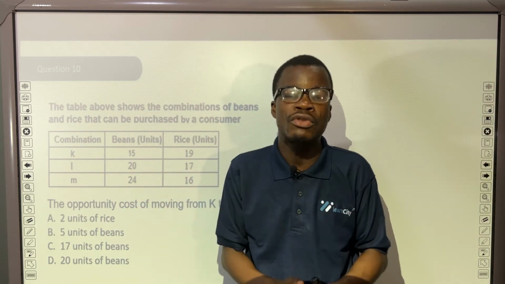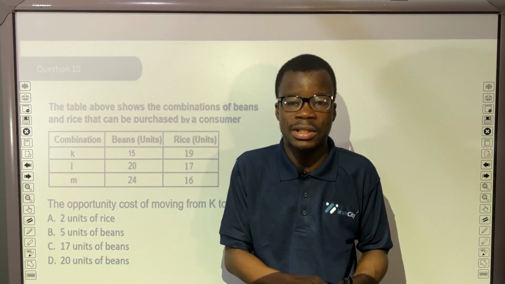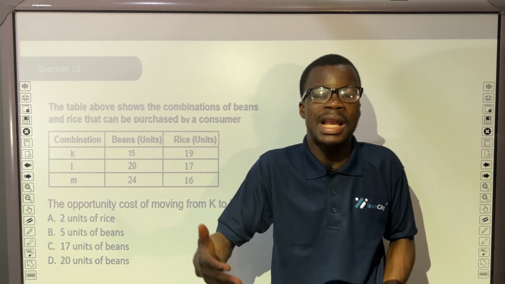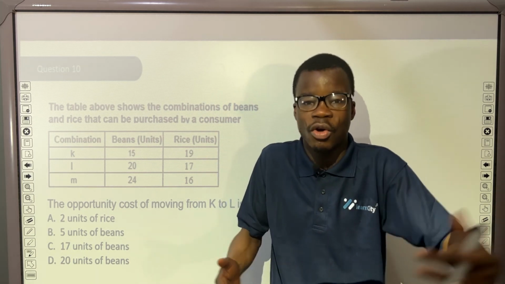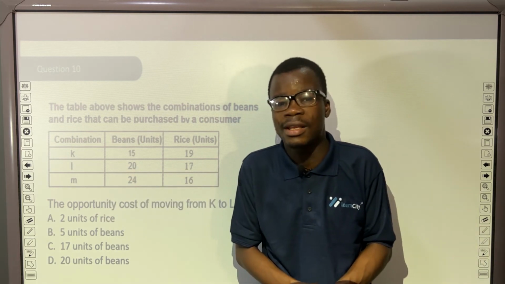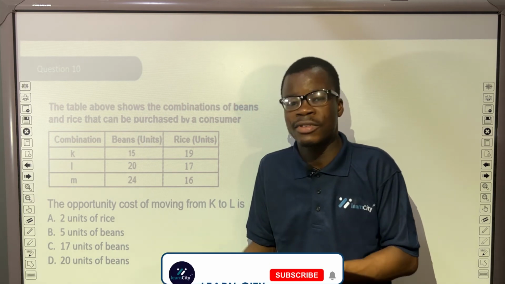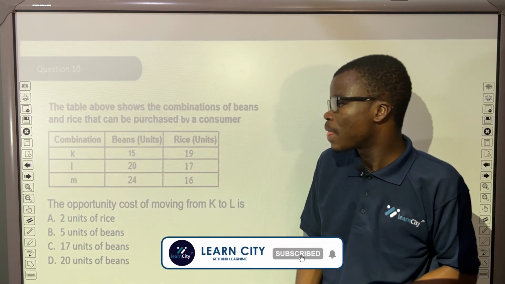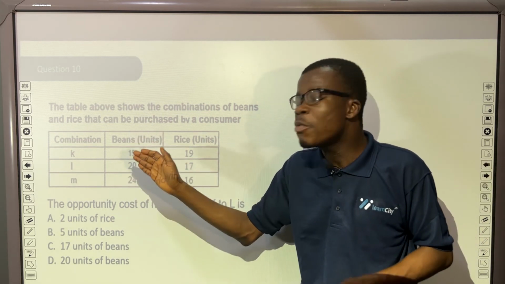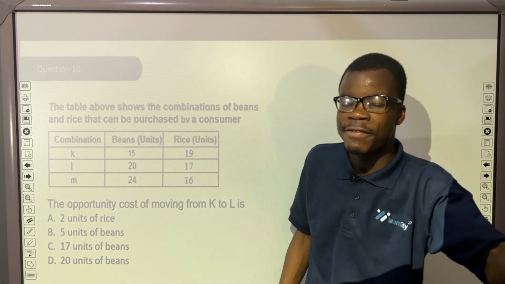Now, endeavor to do some kind of marginal analysis. In accounting, we call it marginal costing. Endeavor to do some marginal analysis between these two. Marginal analysis means look at the change or difference in the two combinations. The second combination, L, says that we'll be having 20 beans and 17 rice. If you note, on the aspect of beans, moving from combination K to L increases beans by 5 units.